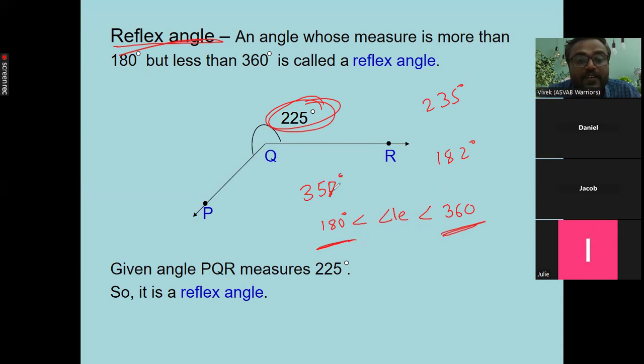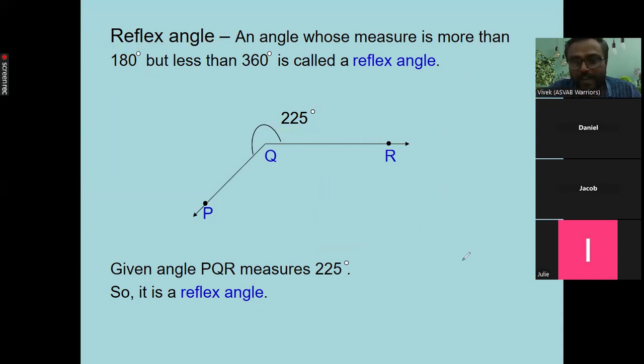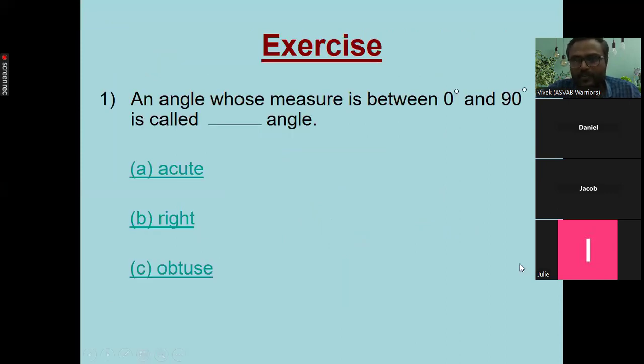358 degrees, it is also a reflex angle. So I think you have understood all the types of angles, and we'll try to solve some questions. So, exercise. I'll solve the first two, and the remaining you guys have to solve.